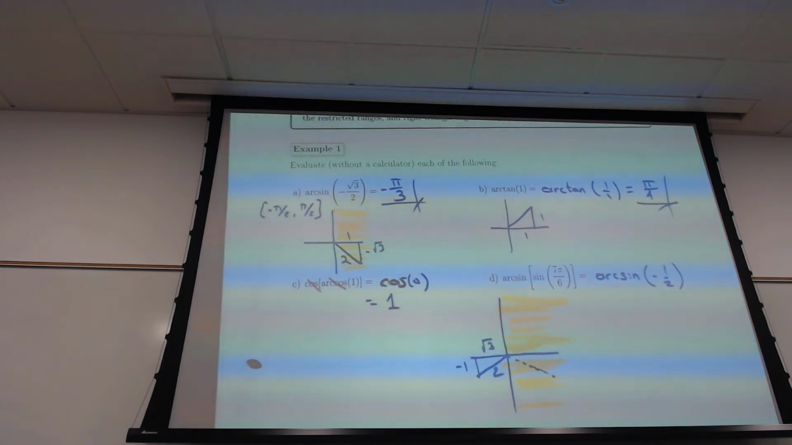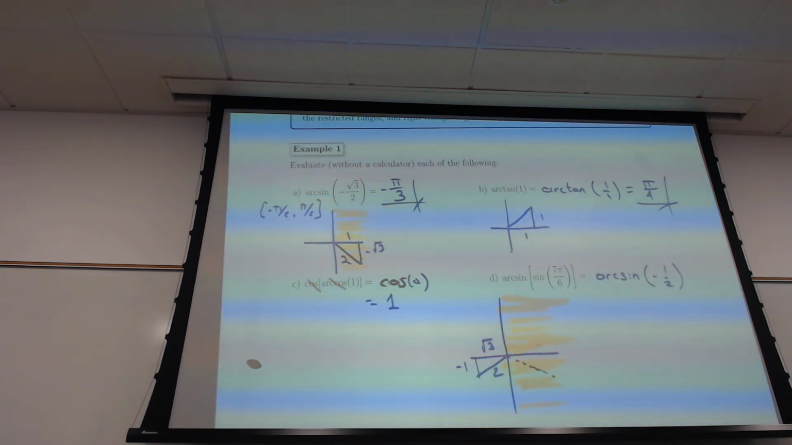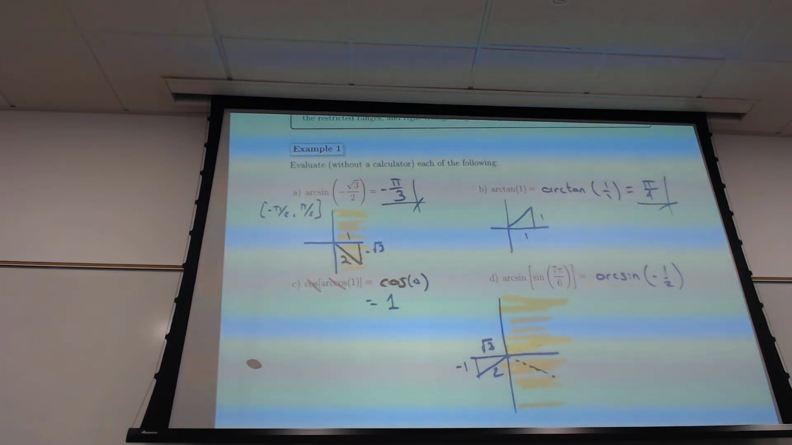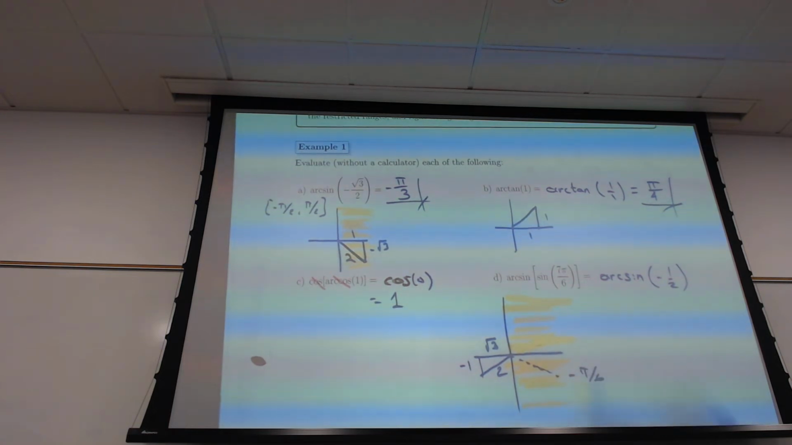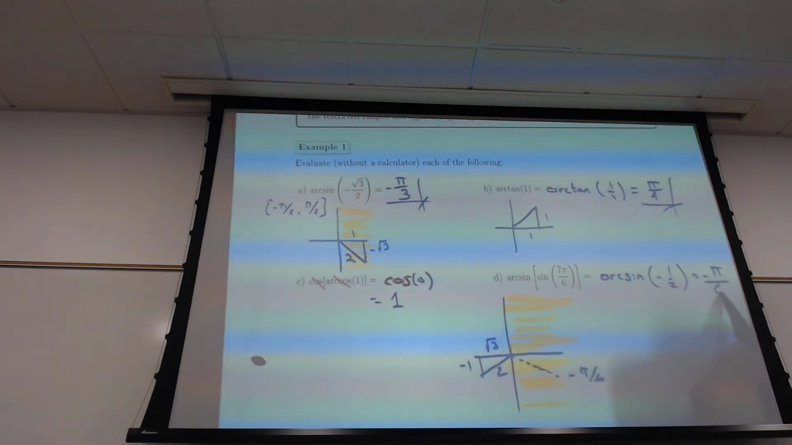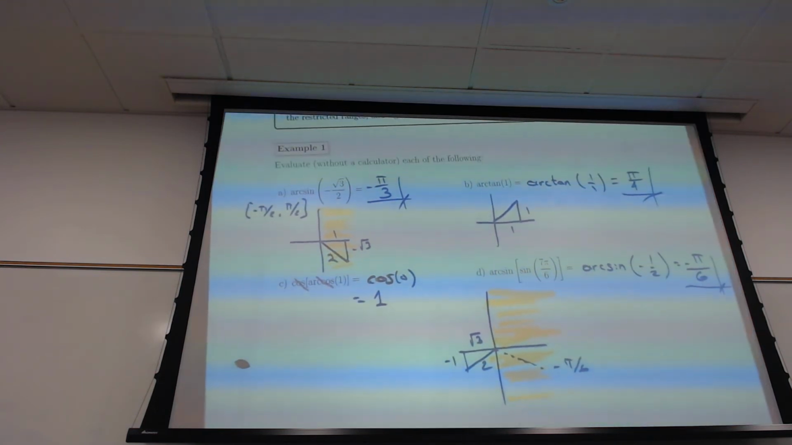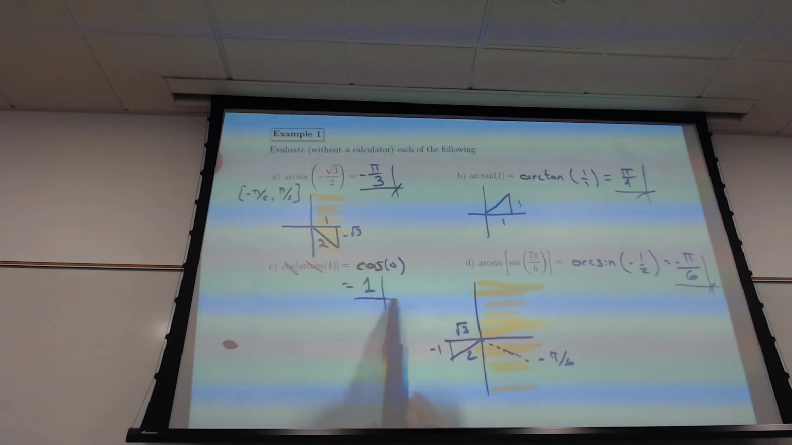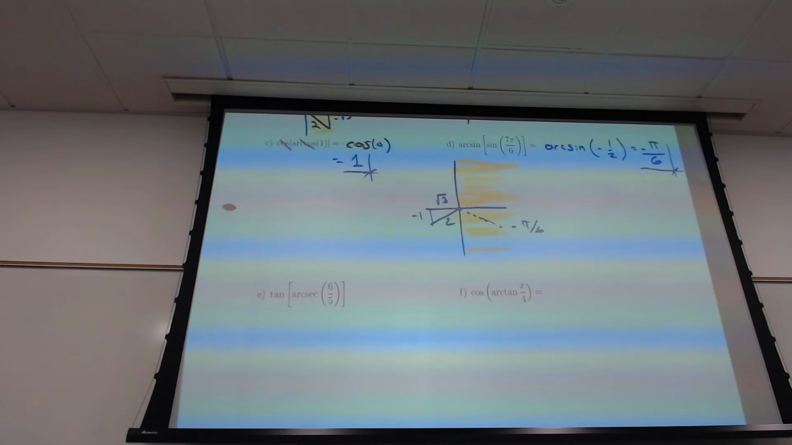In this case, you might be thinking, oh, that's 11 pi over 6. Yes, if we go counterclockwise with positive angles, but again, 11 pi over 6 is not in the range of the arcsine function. It's not part of it. So what do we need to do? Let's call it negative pi over 6 in this case. Any questions about it?